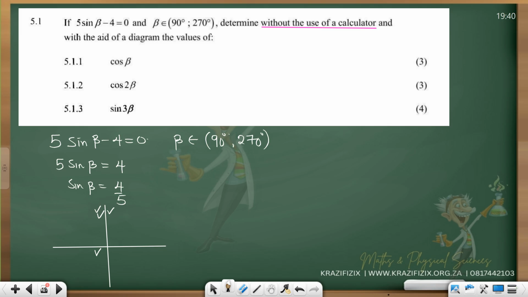Where do we have 2 ticks? Quadrant number 2. That's where I am going to draw my triangle. This is grade 10. We all did this in grade 10. And what will this angle be? This angle will be beta. Guys, even if they give you 2 beta, that angle will be 2 beta. What is sine, by the way? Opposite over? So what's my opposite? 4. What's my hypotenuse? What is missing?